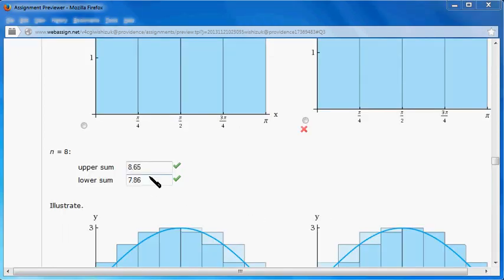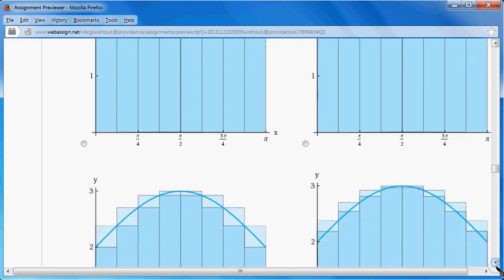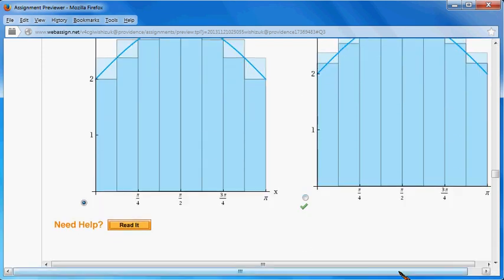It came back and looks like we got the upper sum and the lower sum correctly, and we have the correct picture, I hope. Yep. All right, that's it. I hope that this was clear.